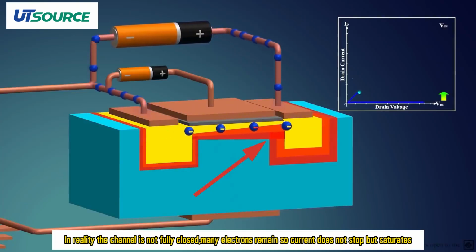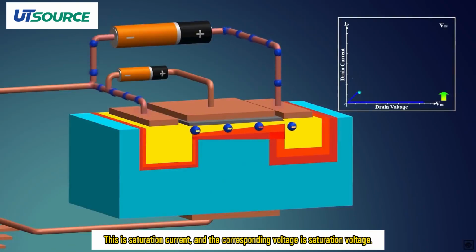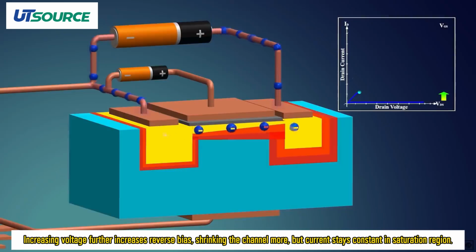In reality, the channel is not fully closed. Many electrons remain, so current does not stop but saturates. This is saturation current, and the corresponding voltage is saturation voltage. Increasing voltage further increases reverse bias, shrinking the channel more, but current stays constant in saturation region.